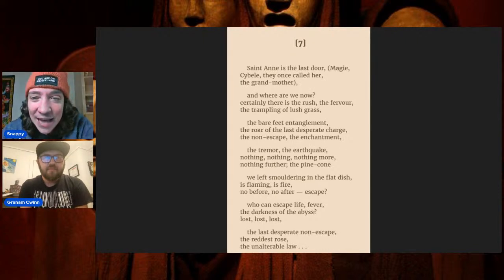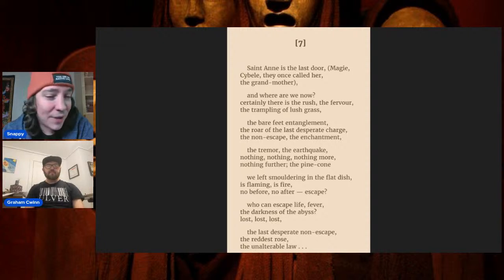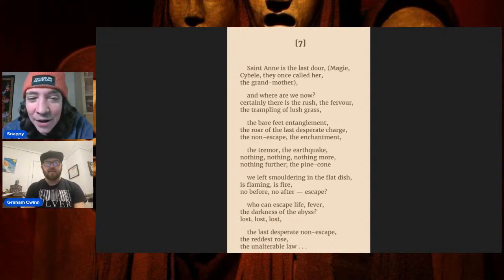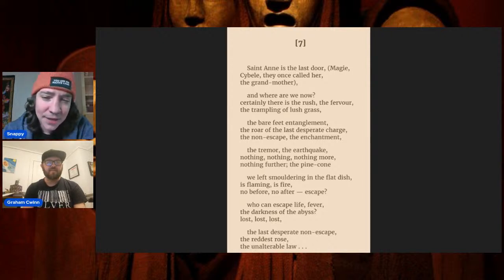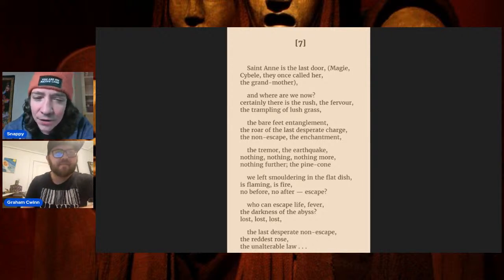Saint Anne is the last door. Maggie, Cybele, they once called her, the grand mother, the great mother. And where are we now? Certainly there is the rush, the fervor, the trampling of lush grass, the bare feet entanglement, the roar of the last desperate charge, the non-escape, the enchantment, the tremor, the earthquake.